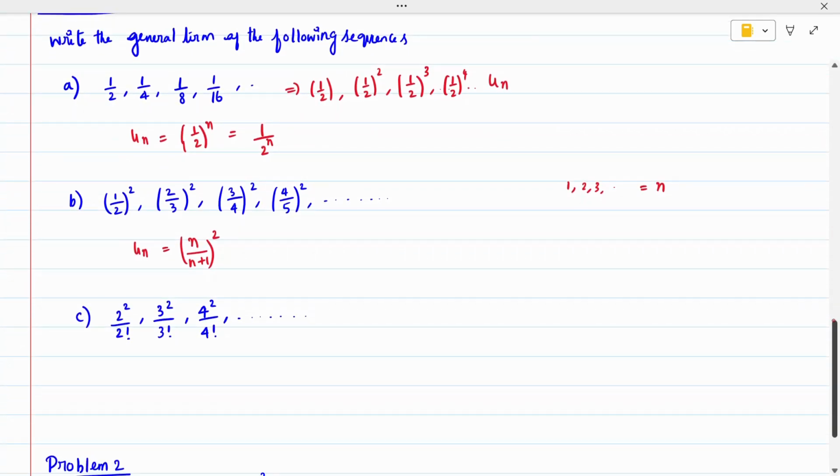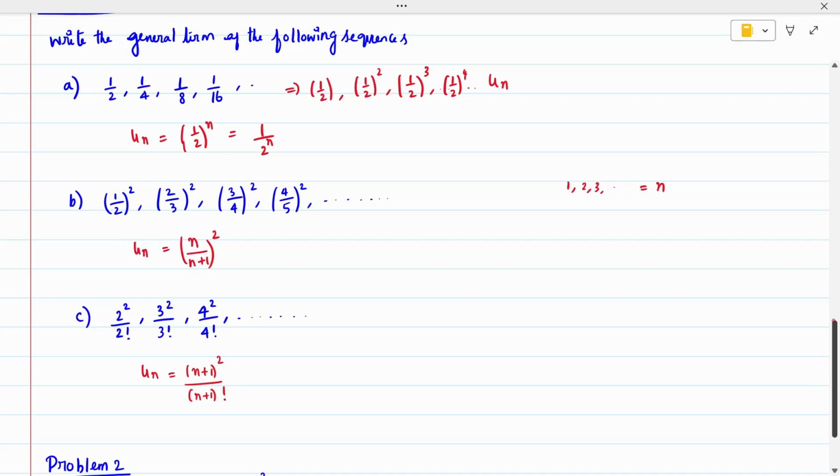So now when I write it for this, 2 square, 3 square, 4 square. Normally, starting with 2 means it is n plus 1. Now we have written 2, 3, 4, 5, which means it is n plus 1. Same way, n plus 1 the whole square in the numerator. Denominator 2 factorial, 3 factorial, 4 factorial, etc. So from 2 it starts, which means it's n plus 1 factorial. So n plus 1 factorial. So completed. This is the way for writing a general term of the sequence.